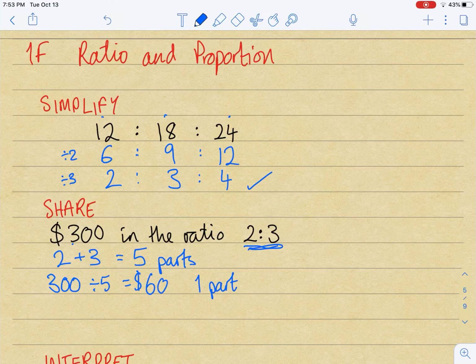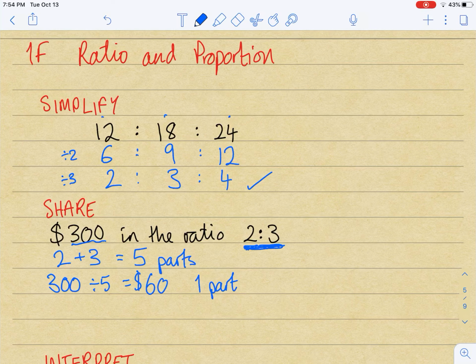Let me just recap that. We add the parts of the ratio together. That tells us how many parts in total. Then we find out 1 part by dividing our amount by the total parts. So here 300 divided by 5 is 60, and 60 is 1 part. Now we're not finished yet because we need to say how much the 2 parts is worth and how much the 3 parts is worth.